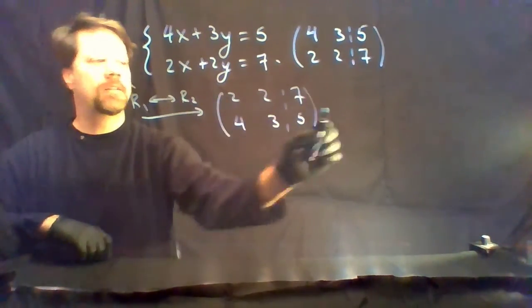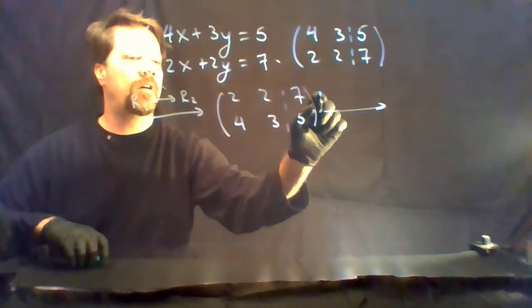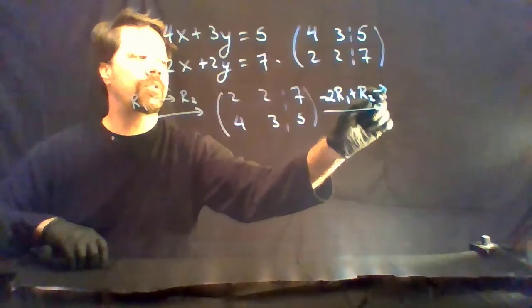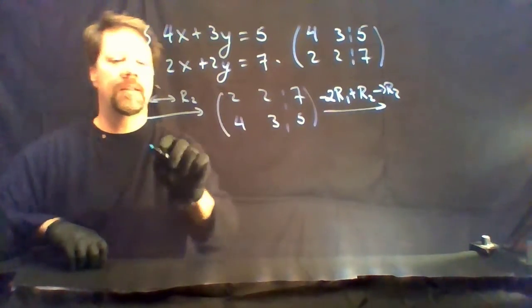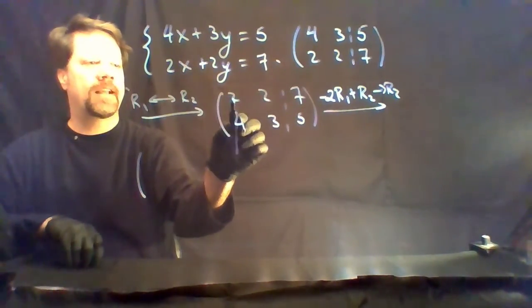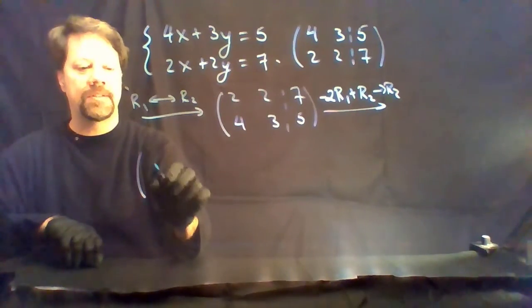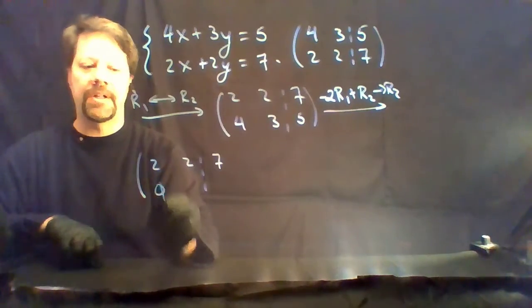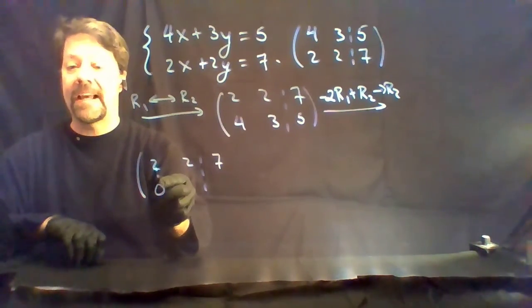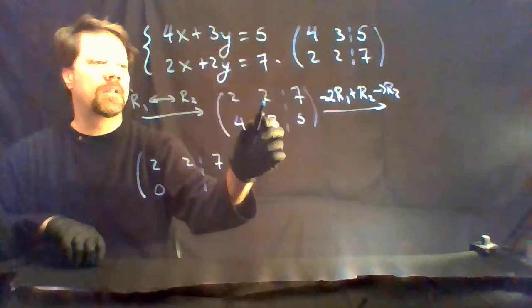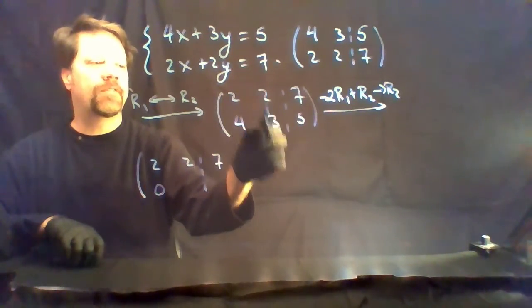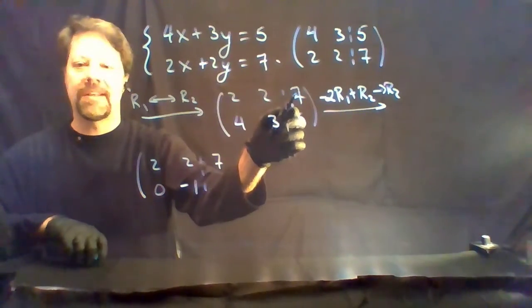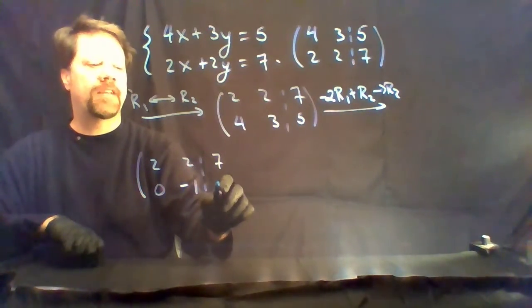I can then multiply row 1 by -2. -2 times row 1 plus row 2 yields a new row 2. That gives me the augmented array. -2 times 2 is -4, plus 4 is 0. The first row stays the same. But now I have a 0 under this. I'll multiply this through by half eventually, giving me a leading 1. -2 times 3 is -6, plus 5 is -1. -2 times 7 is -14, plus 5 is -9.